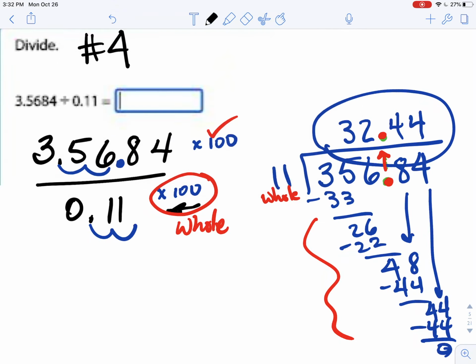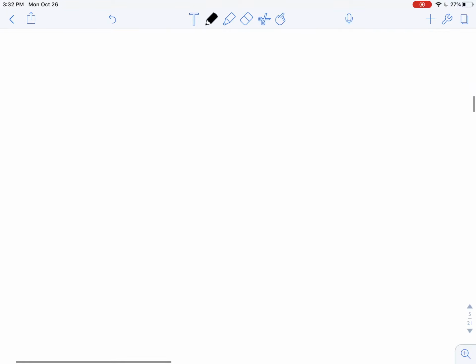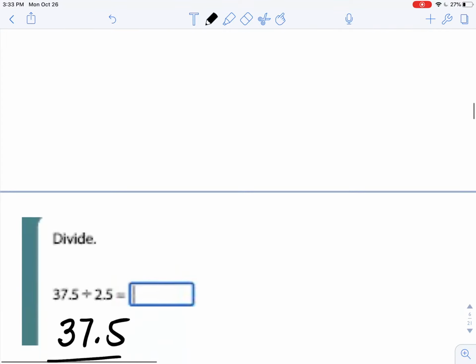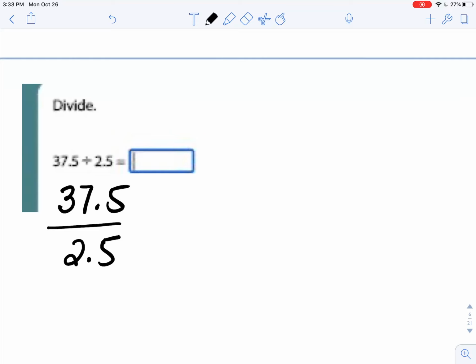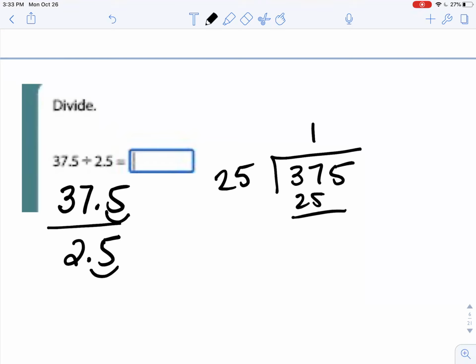Alrighty, next problem. Number 5. 2.5 goes into 37.5. We want to make these both whole. So that's 25 goes into 375. That's once, 25, remainder 12, and that's 5. Decimal, minus 125, 0. What is 375 divided by 25?